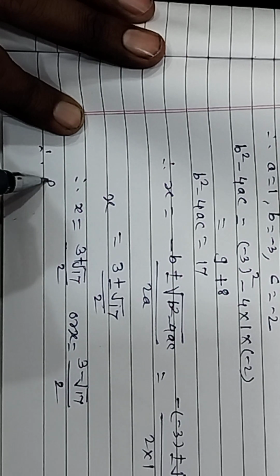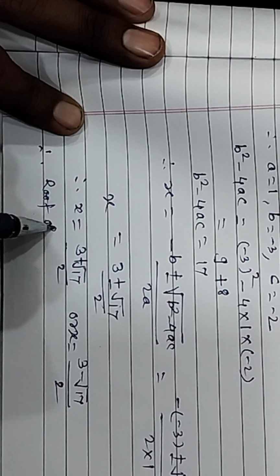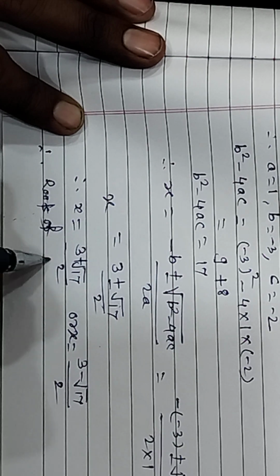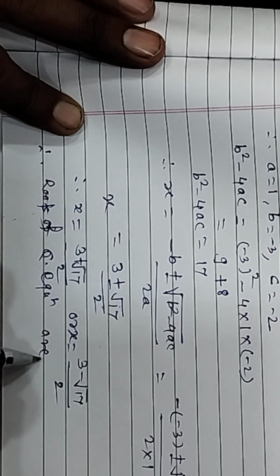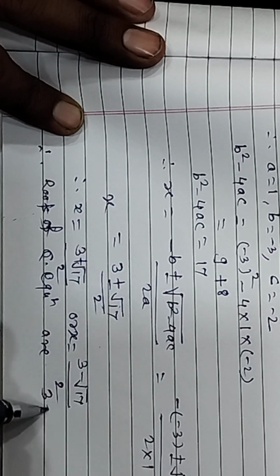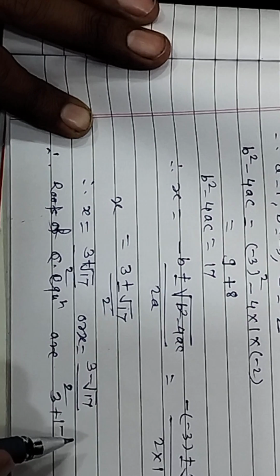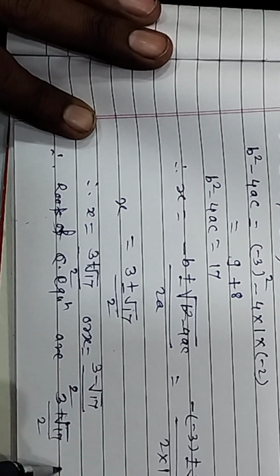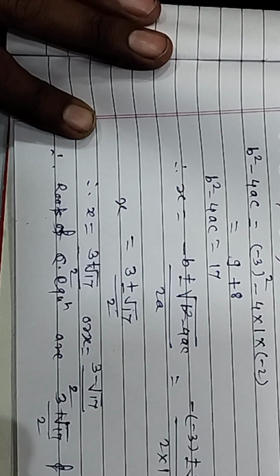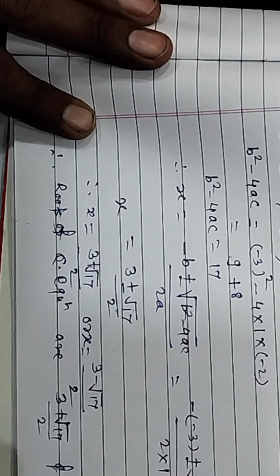The roots of the quadratic equation are 3 plus square root 17 upon 2, and second is 3 minus square root 17 upon 2.